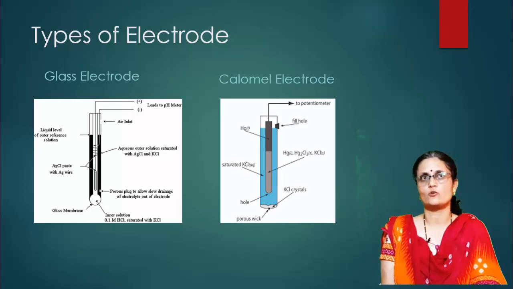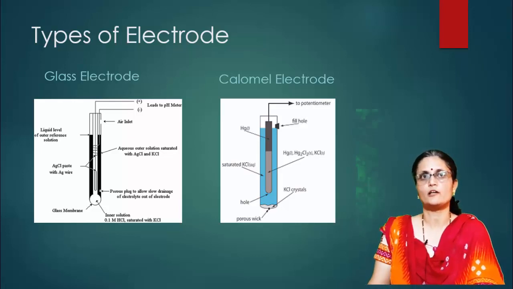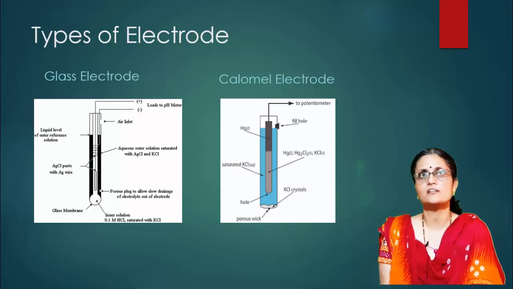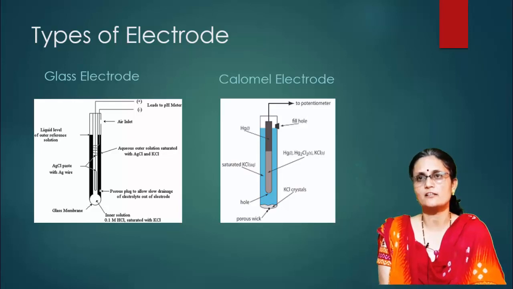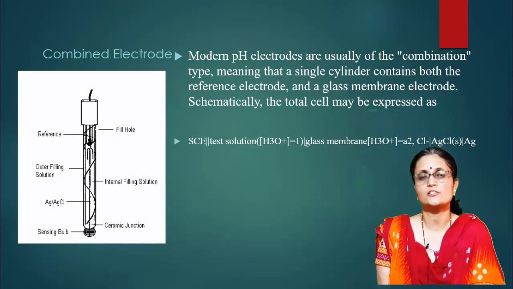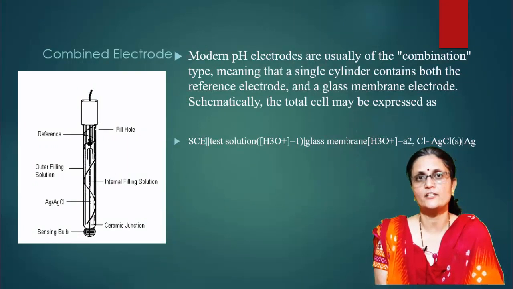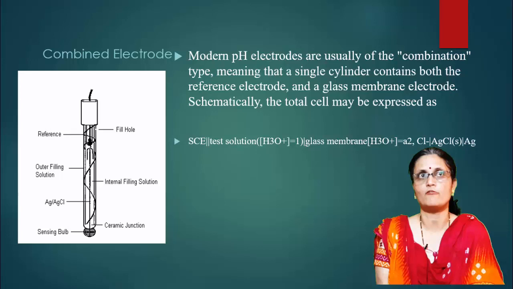The modern pH electrodes are generally combination type. They are in the form of a single cylinder with the reference electrode inside and the glass membrane electrode outside. It is represented in the following representation. The buffers are also included in the instrument. Buffers are nothing but the solutions which have constant pH, and this pH does not change by addition of acid or base to the solution. The pH instrument is calibrated with the help of buffer.